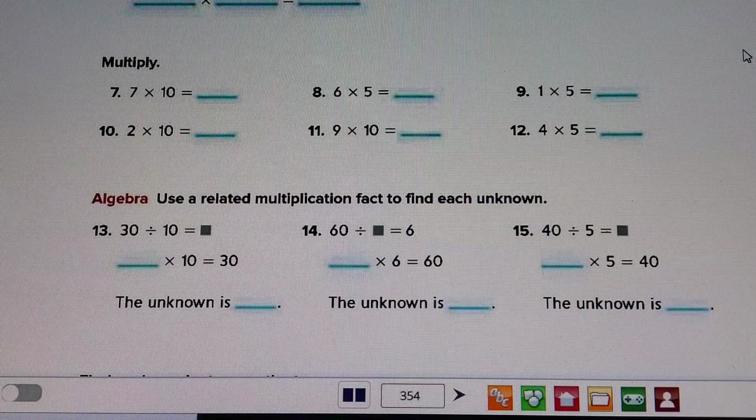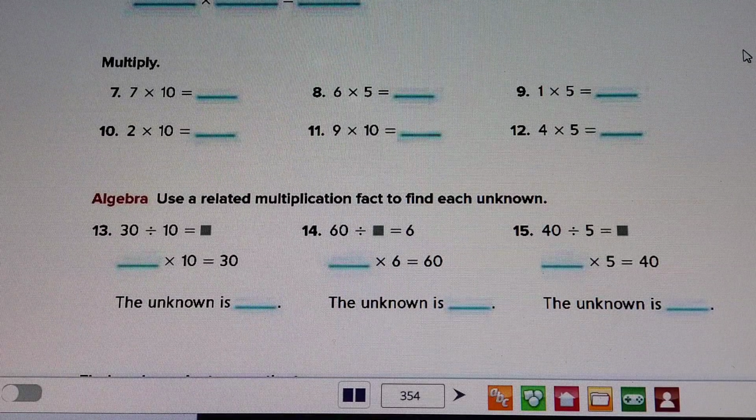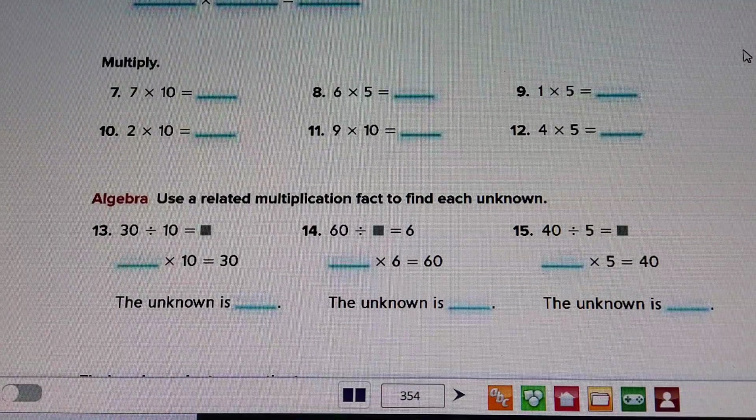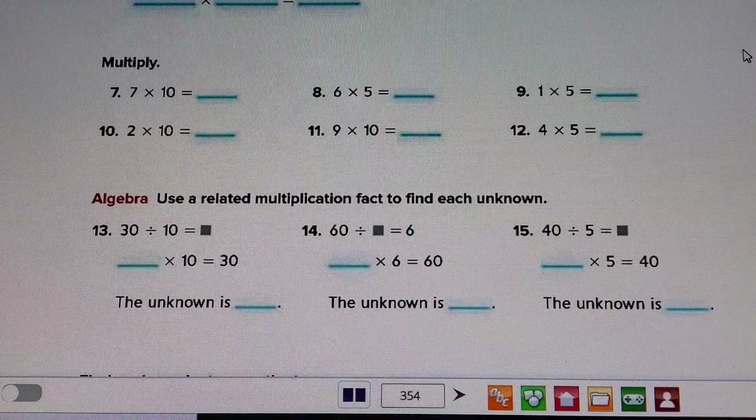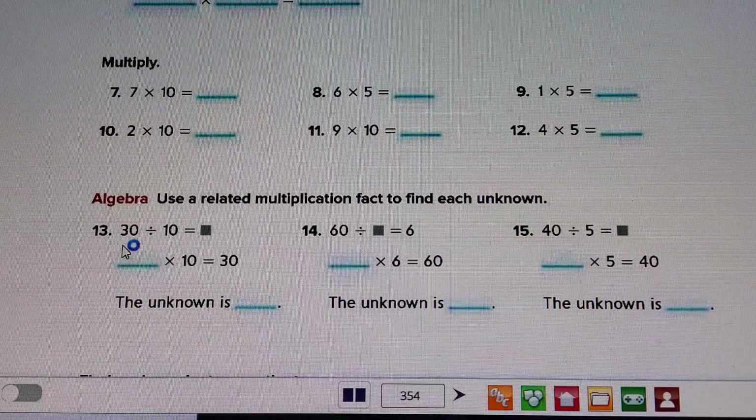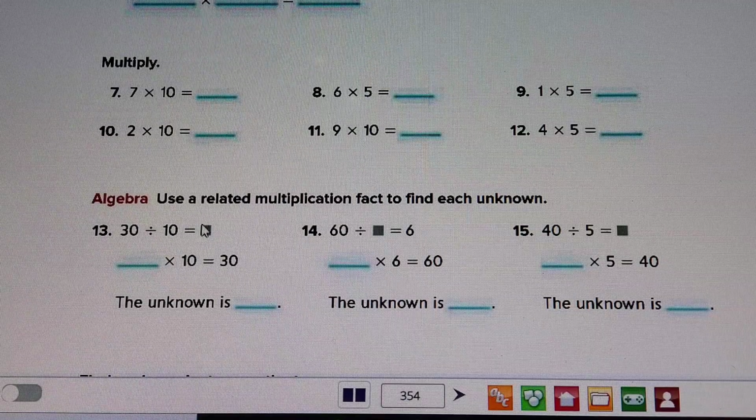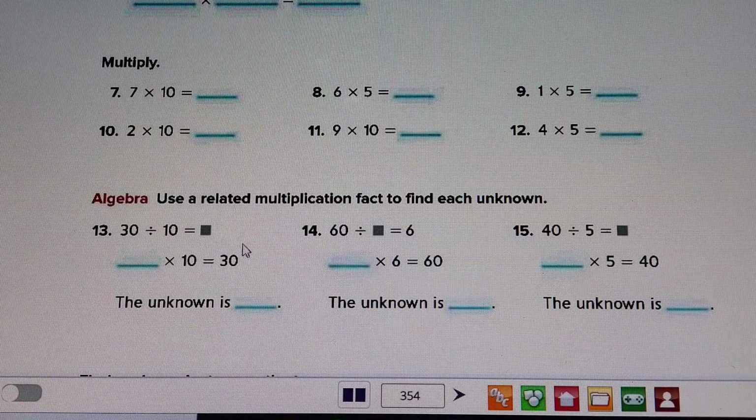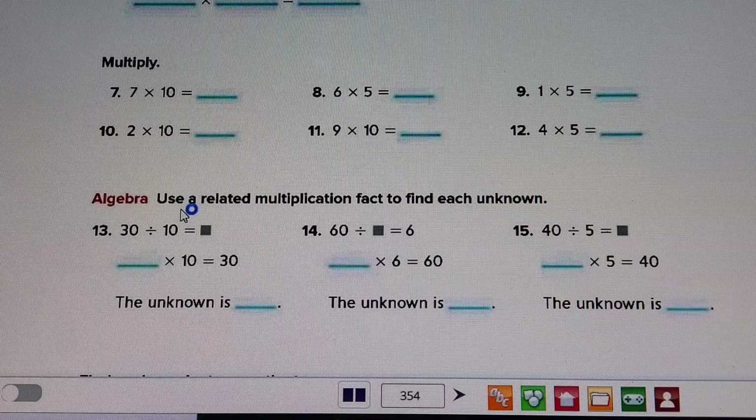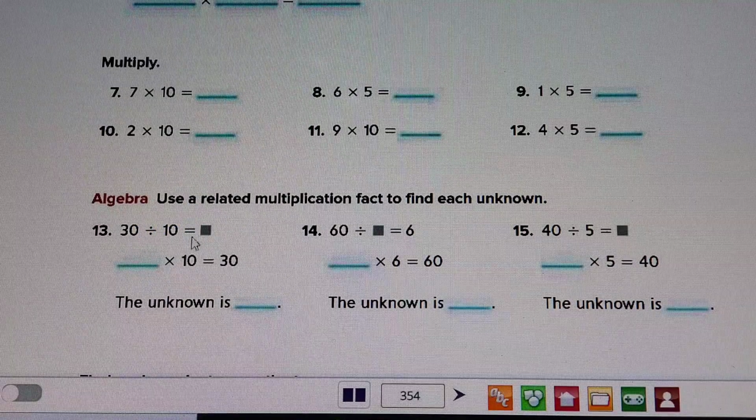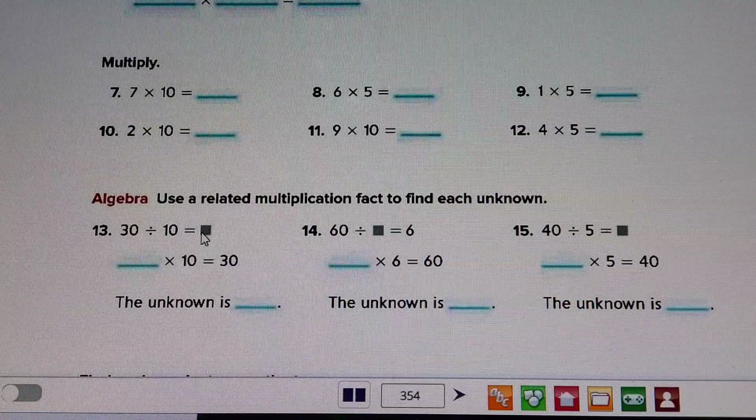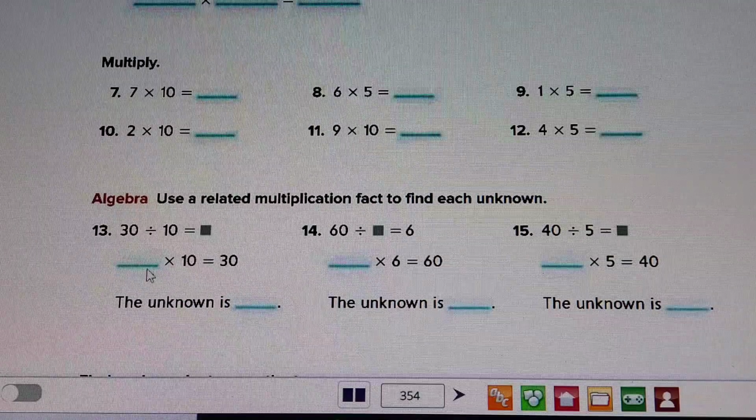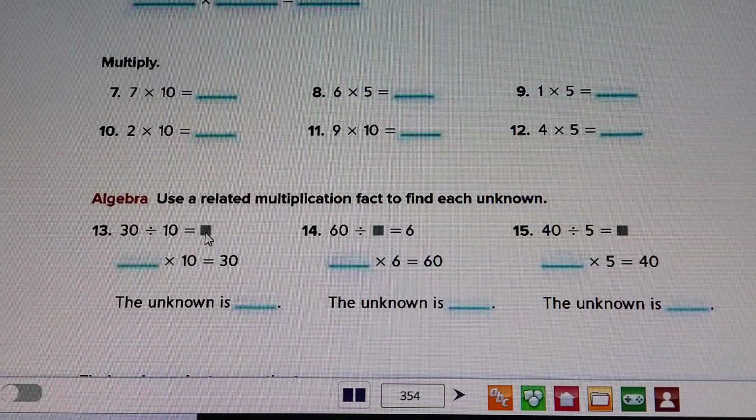13, 14, 15. It says algebra, use a related multiplication fact to find each unknown. Don't let it scare you just because it says algebra. Look at this. 30 divided by 10 equals blank or unknown. Unknown times 10 equals 30. These are a fact family. They're going to have the same three numbers. So whatever goes on this line will also go on this unknown square. So if you know what this is, you know what this is.